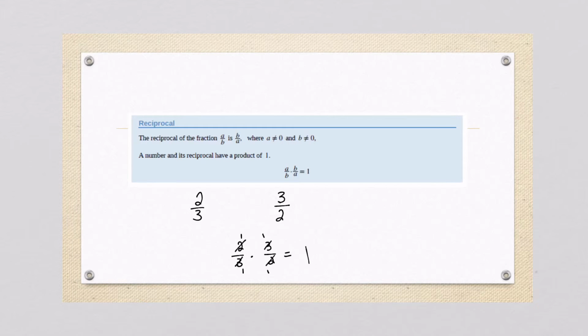What about a whole number though? What if I had, let's say, 5? So if I have 5, what is the reciprocal of 5? Well, remember I told you earlier that 5 is the same thing as 5 over 1. So its reciprocal is 1/5. Okay? So if you were to multiply those, you should get 1.